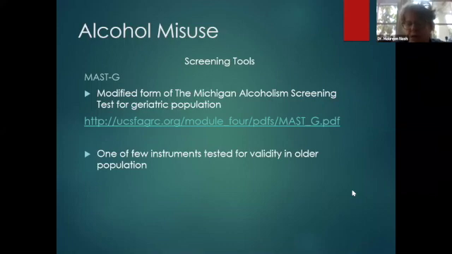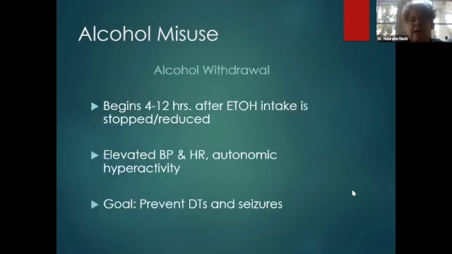So I think taking tools that are designed mostly for younger adults and tested in younger adult populations, it doesn't mean you can't use them, and it doesn't mean they don't give you useful information, but I think you can't rely on it totally. And hopefully, as there's more interest in this topic and more research, we will have better tools.